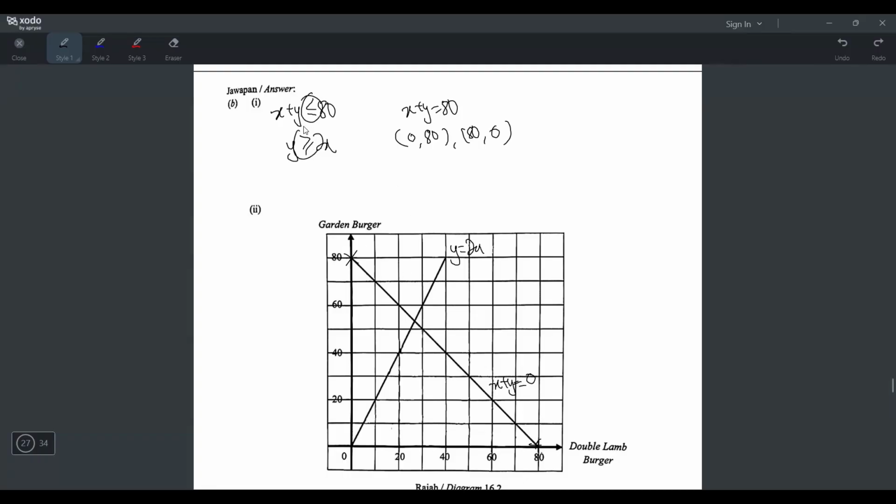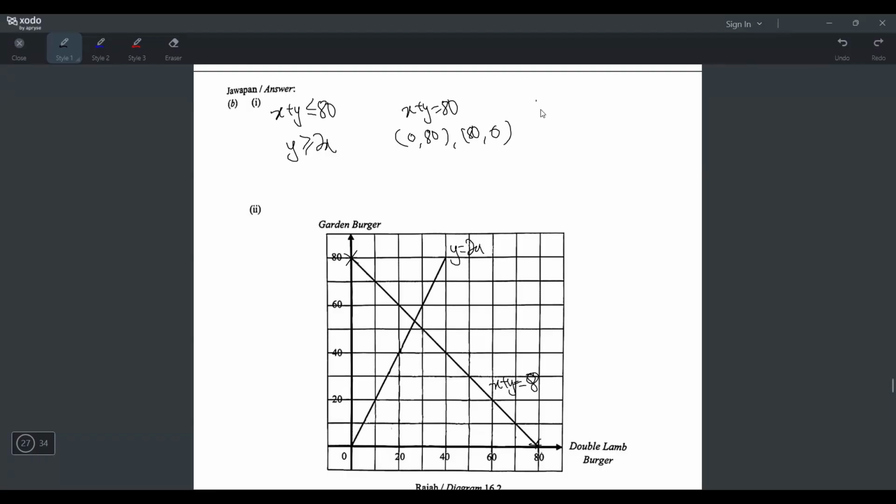Then what about this smaller, bigger? This one is for when you do the shading, then only you look at this, right? When you draw the line, you don't look at this. When you draw the line, it's an equation, right? When you shade, then only it is the region. Then only you check the bigger or smaller. All right, so this one is done.